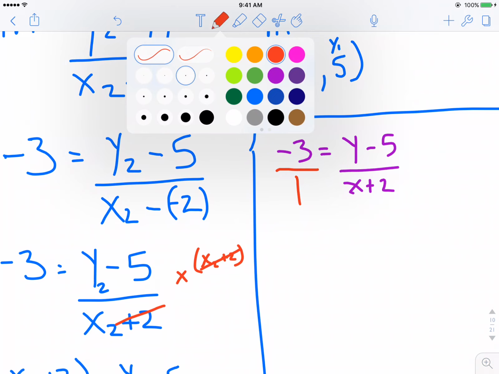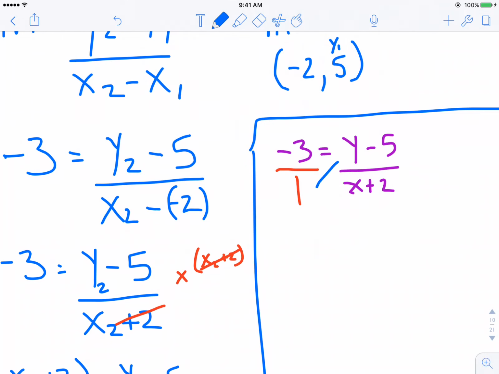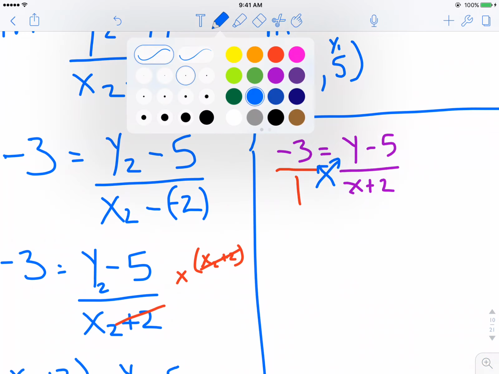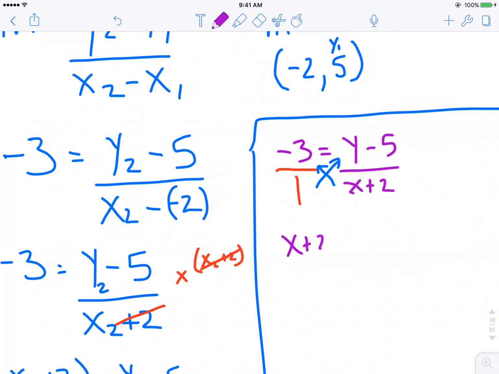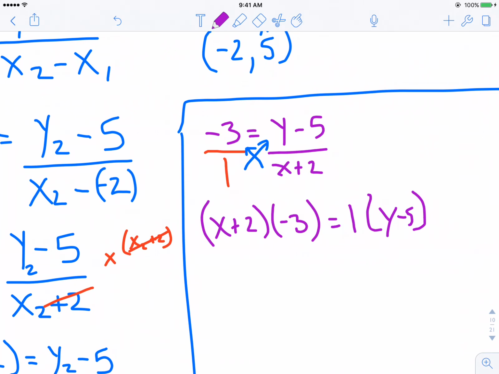And then in order to calculate this out, I multiply this here and I multiply this here. So I end up with x plus 2 times negative 3 equals 1 times x minus 5. Then 1 times x minus 5 is just y minus 5. Here, I'm going to rearrange this to put the negative 3 in front, call it x plus 2, and then I'm going to write it with the y in front.